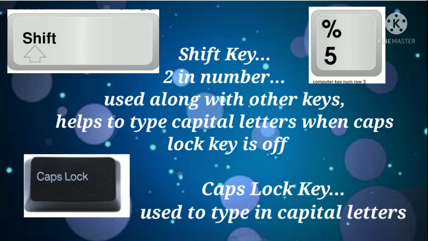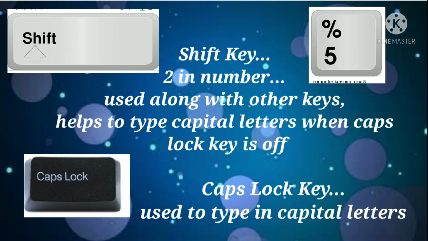Still more keys. The shift key. The shift key is used along with other keys. There are 2 shift keys on the keyboard. Both of them have the same function. The shift key helps us to type the capital letters when the caps lock key is off. For a key having 2 characters, the upper character is typed with the shift key.